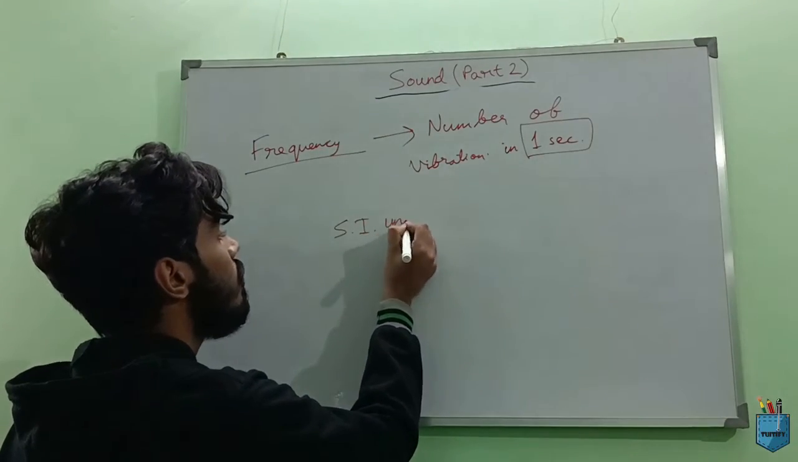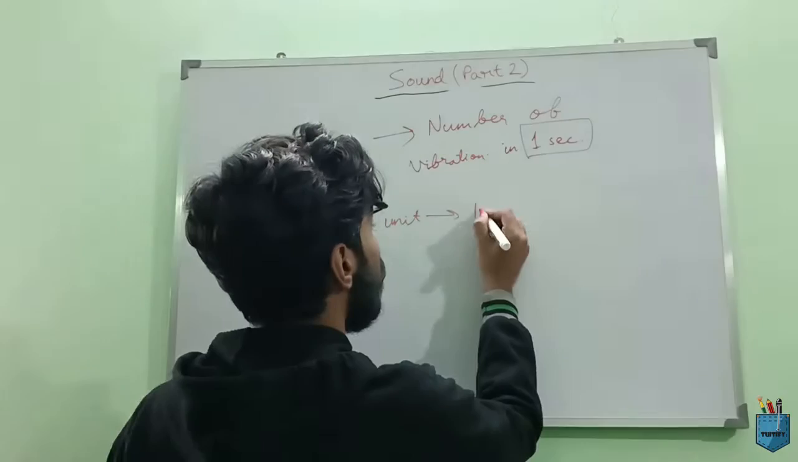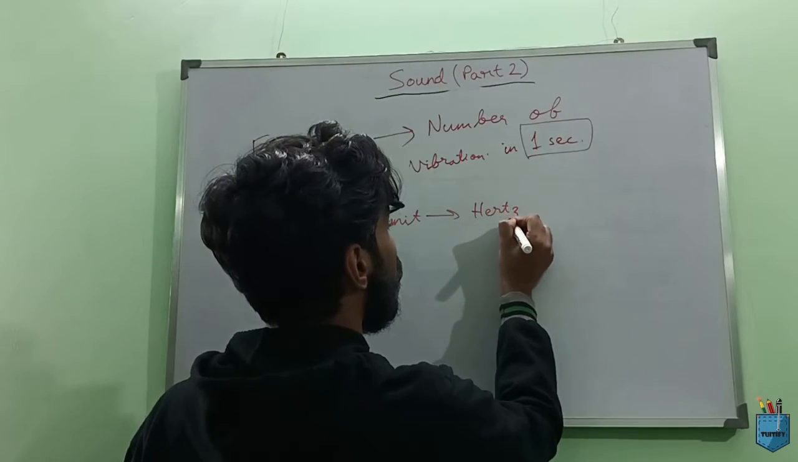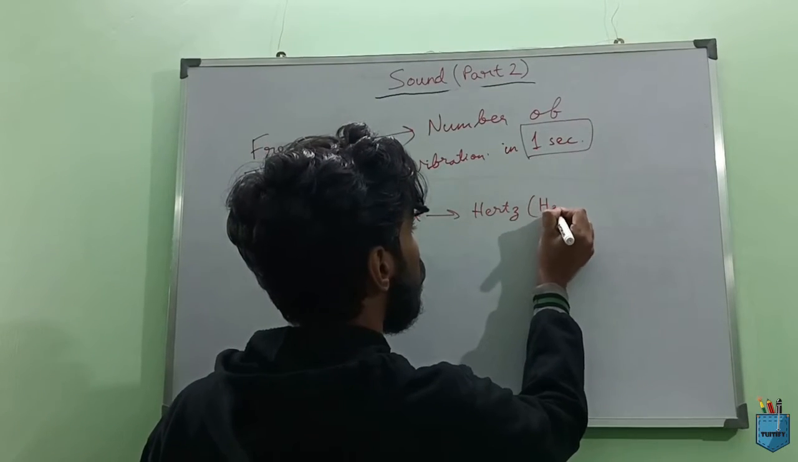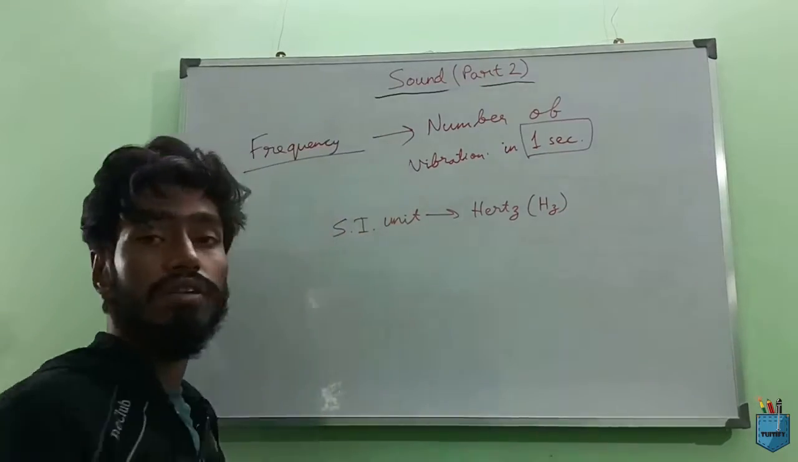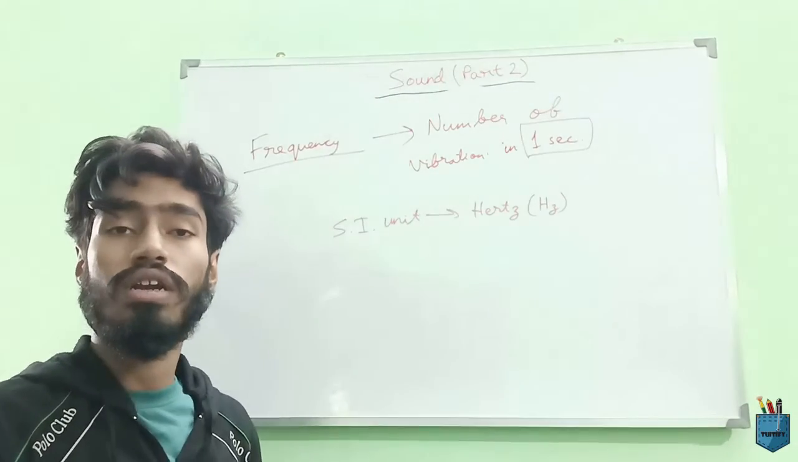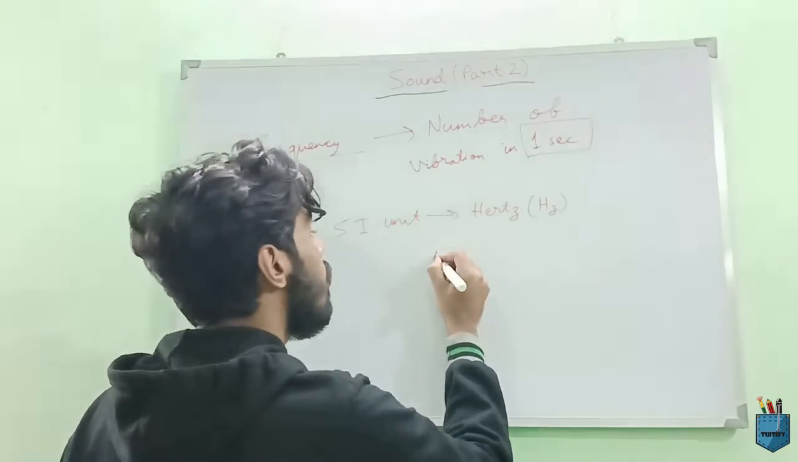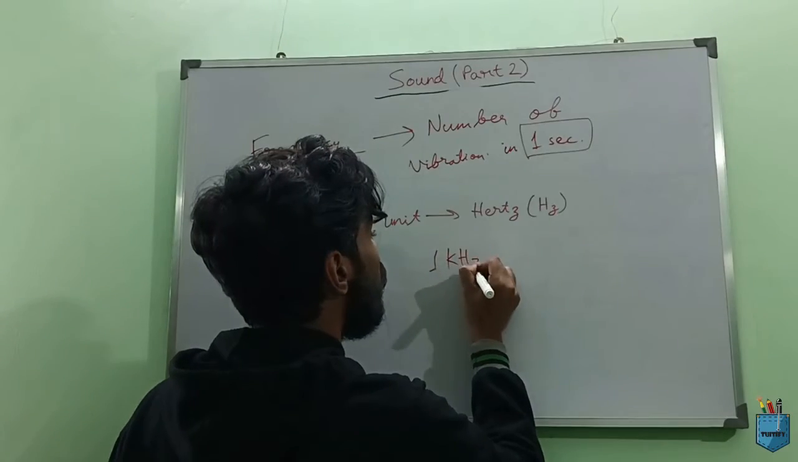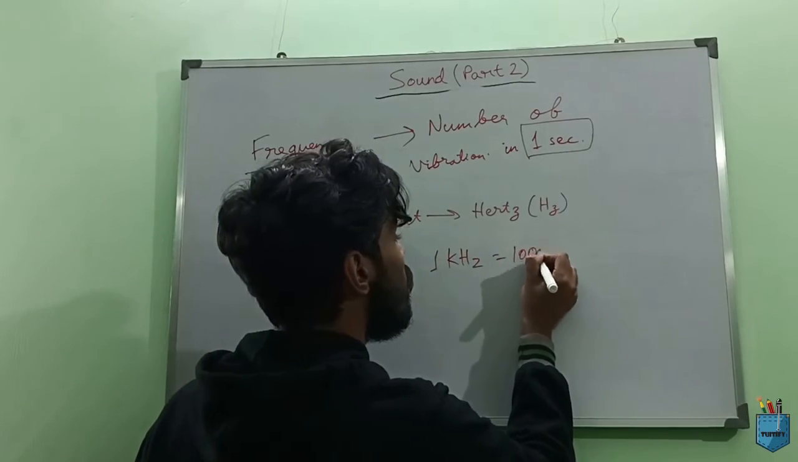The SI unit of frequency is hertz, written as capital H and small z, and the bigger unit is kilohertz. 1 kilohertz is equal to 1000 hertz.